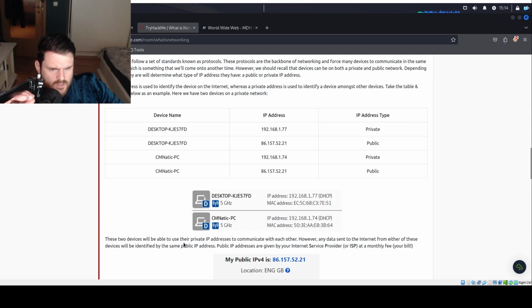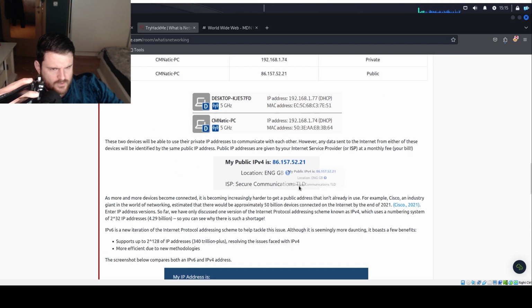These two devices will be able to use their private IP addresses to communicate with each other, right? However, any data sent to the internet from either of these devices will be identified by the same public IP address. This one and this one. Public IP addresses are given by your internet service provider, or ISP, at a monthly fee, basically your bill. My public IP address is this.